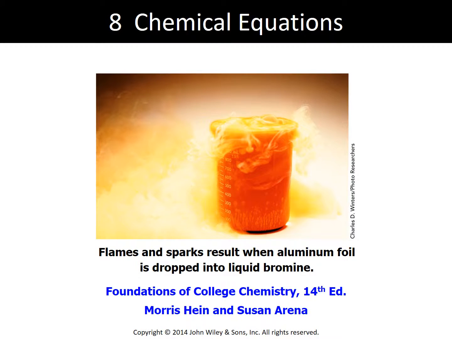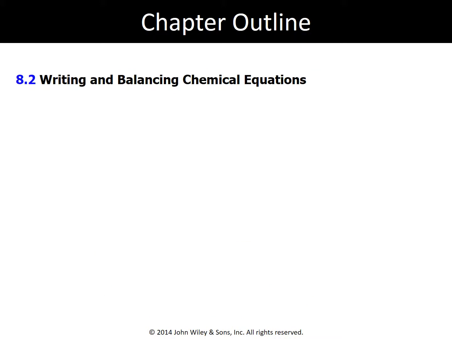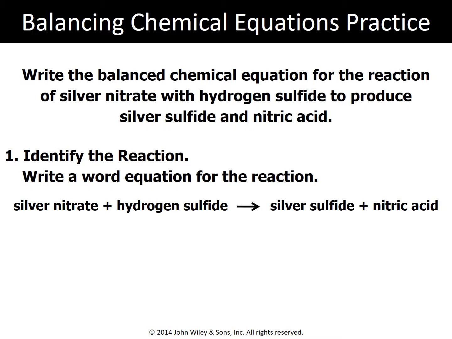In this video, we're going to continue talking about chemical equations and go through another example together. So we're going to talk about writing and balancing chemical equations, section 8.2. In this question, we're looking at the balanced equation for the reaction of silver nitrate with hydrogen sulfide to produce silver sulfide and nitric acid.